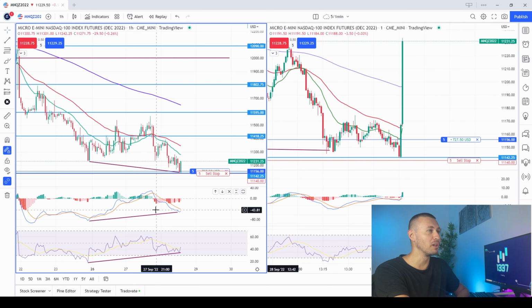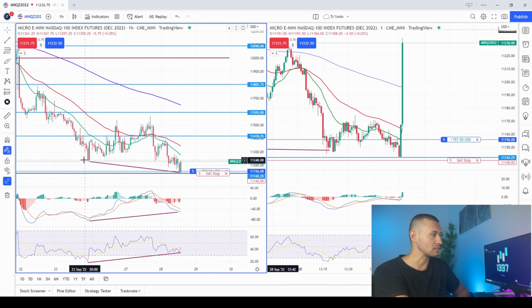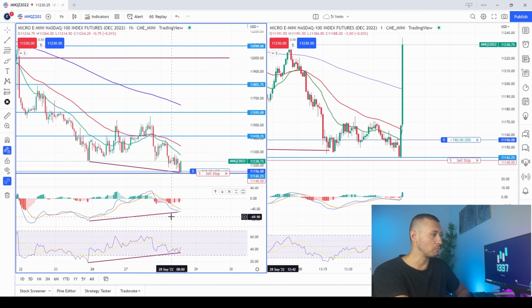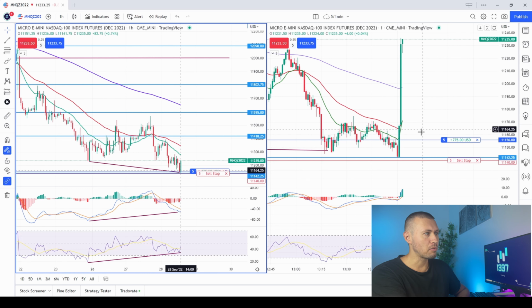That's correct, bullish divergence. Look at these huge candles, guys. So bullish divergence on both RSI and MACD. Look at this, it just smashed my take profit. I'm not going to take my profit yet, by the way, guys.